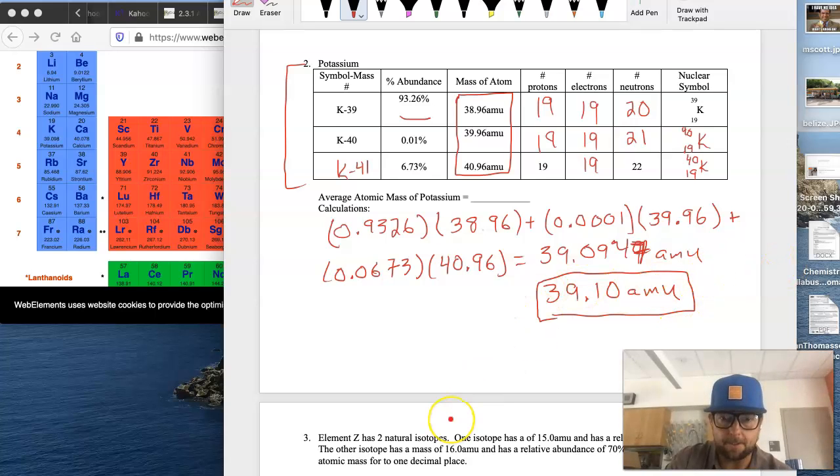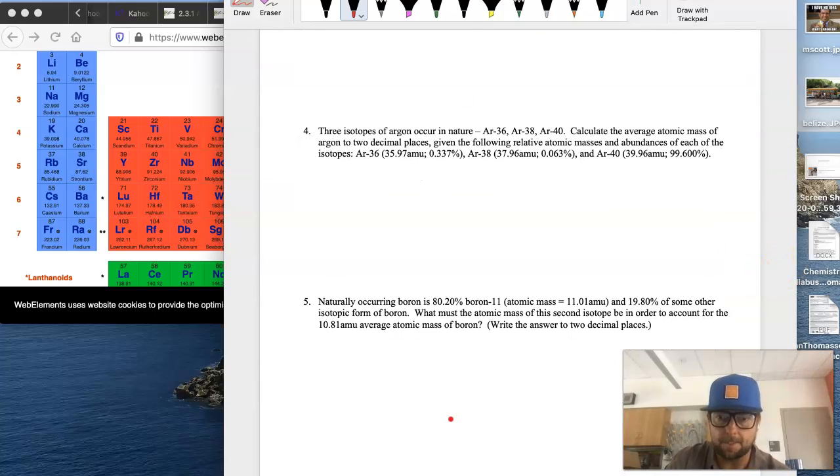3, 4, and 5 are similar, although 5, the order is different, so I'm going to leave that as a little bit of a challenge for you. Good luck.